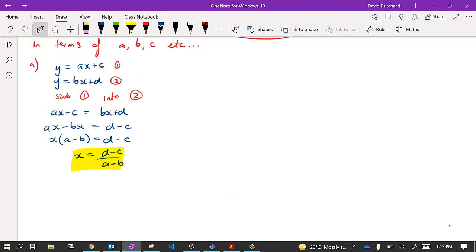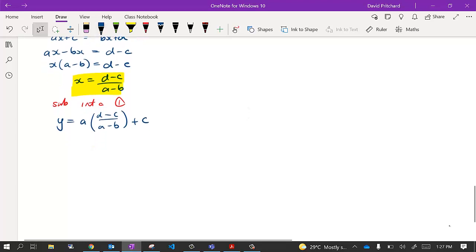Now we can solve for Y by subbing into either 1 or 2, or both, if you prefer. So let's say just sub into 1. Now we've got Y is equal to A multiplied by X, which is D take C on A take B, plus C. And we can expand that out if we want. We can simplify it. We can make it pretty.